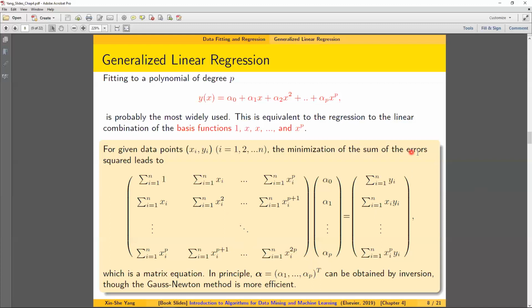And then on the right-hand side, the sum of yi, the sum of xi times yi, the sum of xi squared times yi, the sum of xi cubed times yi, all the way to the sum of xi to the p times yi. So once we have this formulation, we can use the matrix inverse of this matrix so that we are able to calculate the corresponding alphas.